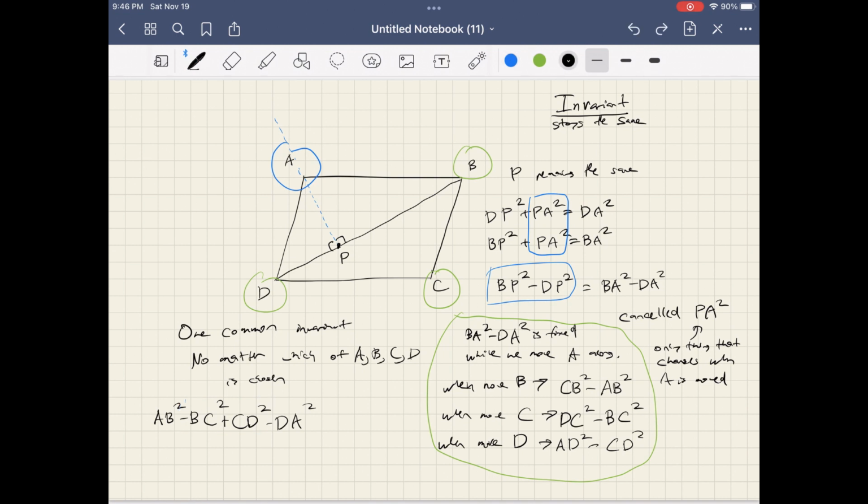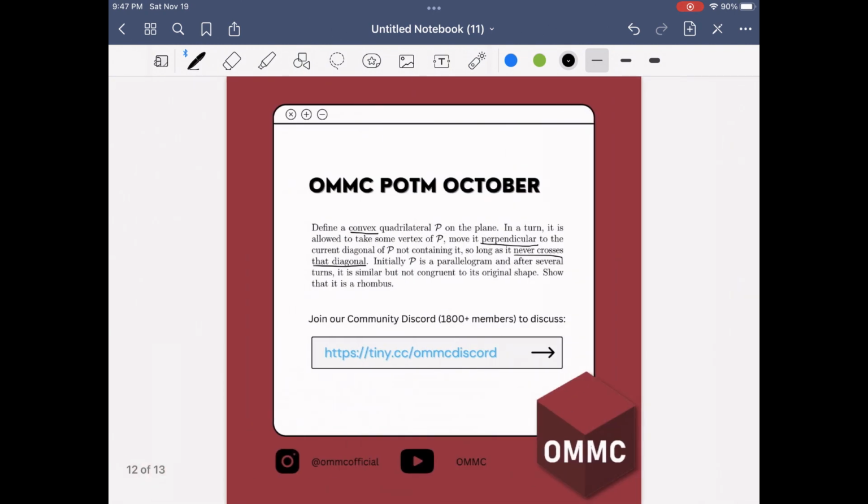No matter which vertex we move, there will always be two of the terms here that will remain unaffected, and the other 2 terms, their sum will remain the same, even if the individual terms of that sum will be changing. Their sum will be the same. So that means that this invariant will hold no matter which of the vertices are chosen, whether that's A, B, C, or D. So now let's come back to the main problem.